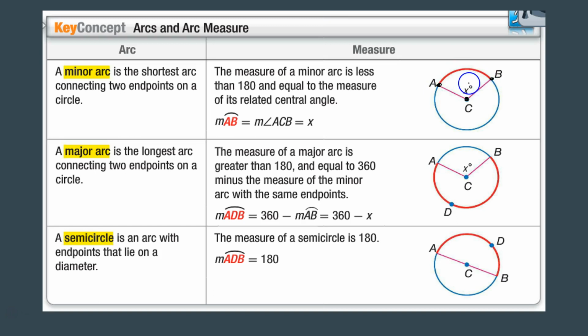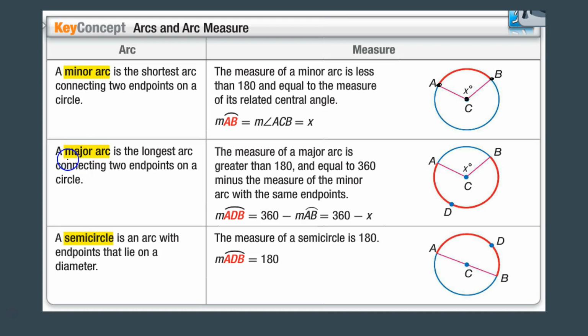So when we are writing these down and showing that it's a minor arc, notice I only use the letters A and B. You're going to see the difference between the minor arc and the major arc when we write that. So to indicate that it's a minor arc, we're just going to use the endpoints. In our case, for example, it's arc AB, which is equal to the measurement of angle ACB, which is equal to x degrees.